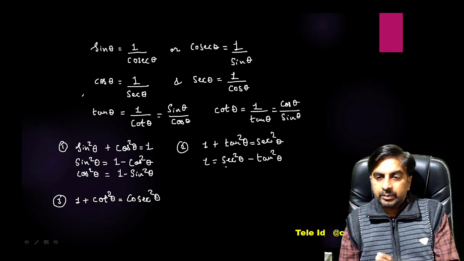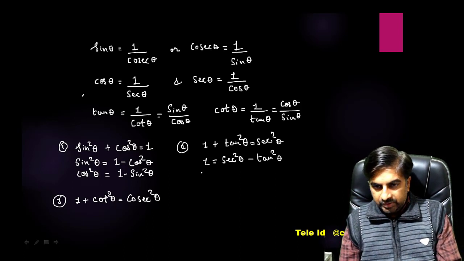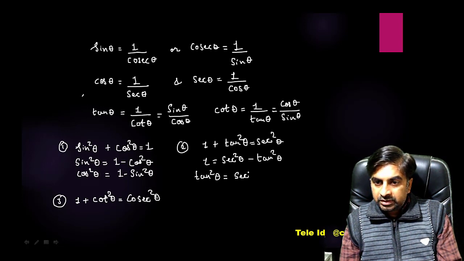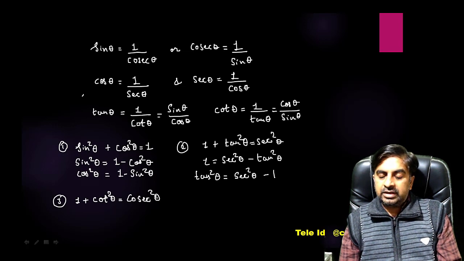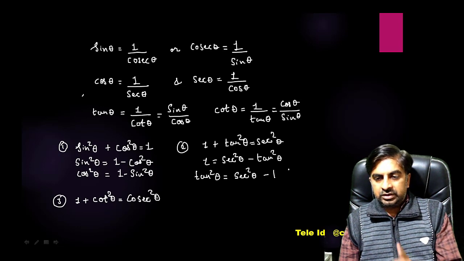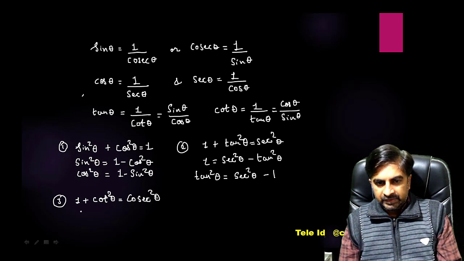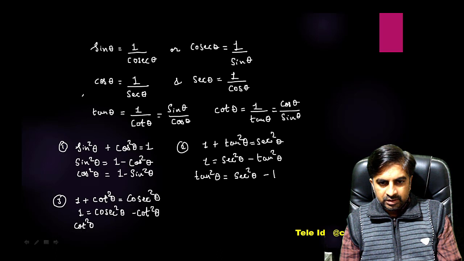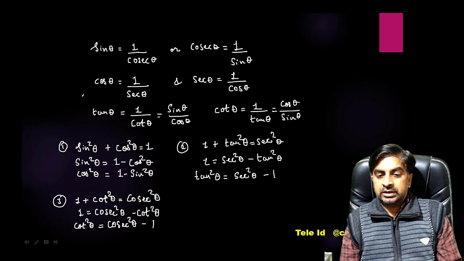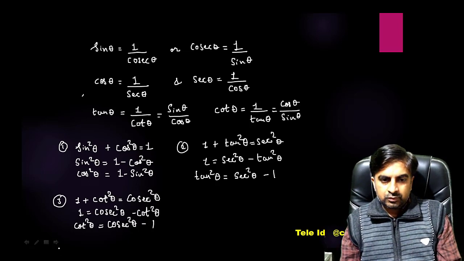Here generally students make a few mistakes that I want to show you. Actually it's tan square theta is equal to sec square theta minus 1. Many times I have observed that students write tan square theta is equal to 1 minus sec square theta. That is wrong, guys. Please keep that in mind. Here also, 1 is equal to cosec square theta minus cot square theta, and you can write cot square theta is equal to cosec square theta minus 1, and it's not 1 minus cosec square theta. Please keep that in mind. Here students make mistakes.